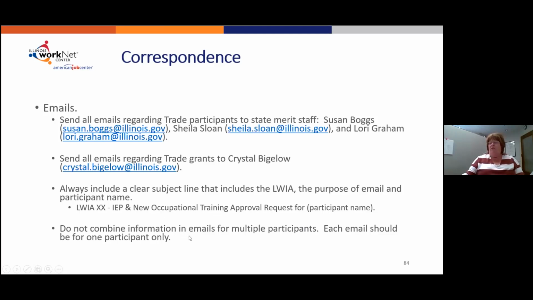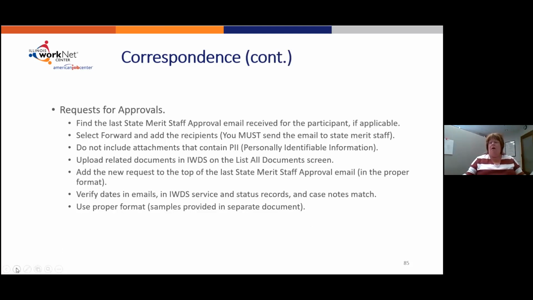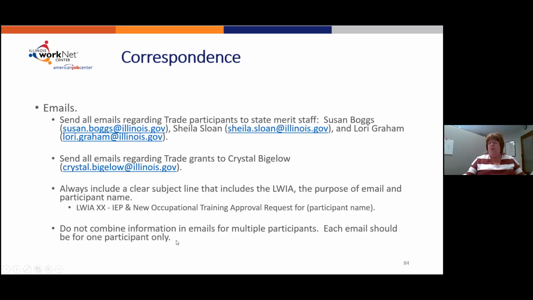Do not combine information in emails for multiple participants. If you have questions on 2 different participants, each email should be for that particular participant only, because it's too confusing to keep it all straight. Just keep it limited to one participant. If emails are going back and forth for a participant on various topics or various items for that participant, always keep that whole email chain intact. Don't start another email. Just keep all of that intact so we have all of the information that we need as we're progressing through this.